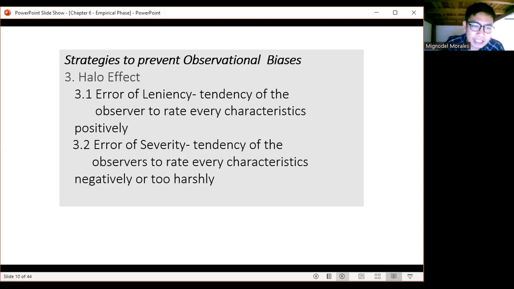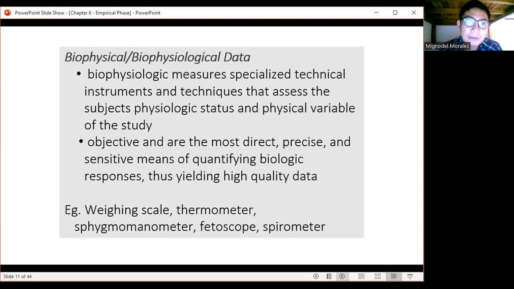So error of leniency and error of severity. In error of leniency, the tendency of the observer is to rate every characteristic positively, kahit mali na. Okay? Then error of severity is the tendency of the observer to rate every characteristic negatively or too harshly. So again, because of your biases, no? You have also your biases and preferences. So there's an error of leniency and error of severity.